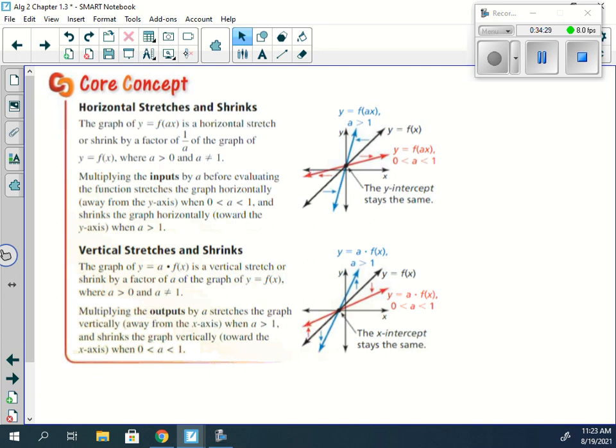Now, multiplying the input by a before evaluating the function stretches the graph horizontally away from the y-axis when a is between 0 and 1. So if the value they give us is between 0 and 1, then it's a stretch. And it shrinks the graph horizontally towards the y-axis when a is greater than 1. So we're talking horizontally. If the value of a is greater than 1, then it is a shrink. If it's between 0 and 1, it is a stretch. But before we can input it into the function, we have to flip it.